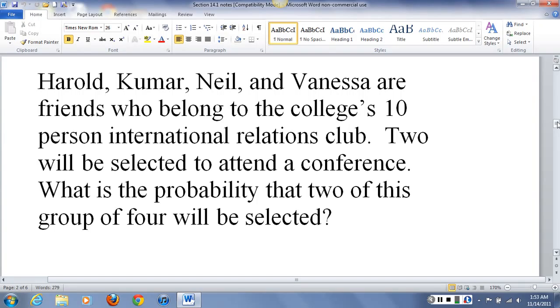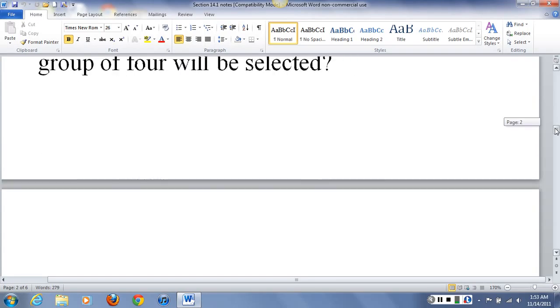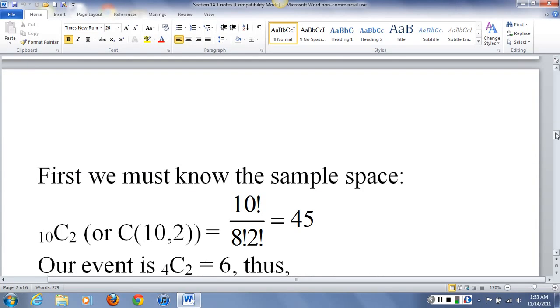So this should sound familiar. This goes back to section 13.3. This is combinations and permutations. Specifically, combination, because order doesn't matter. First of all, we need to figure out what our sample space is. Now, sample space is what are all possible outcomes.